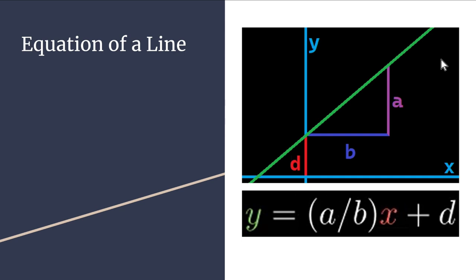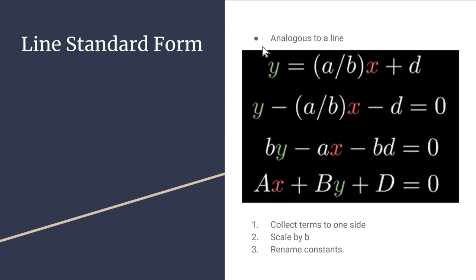While describing a line by solving for y lends itself well to intuition, the equation's current form does not generalize well into 3 dimensions. We will first subtract off the right-hand side of the equation to collect terms on the left-hand side. Then we will scale by b, and finally we will define new constants in terms of the old. The resulting equation is known as the standard form of a line.